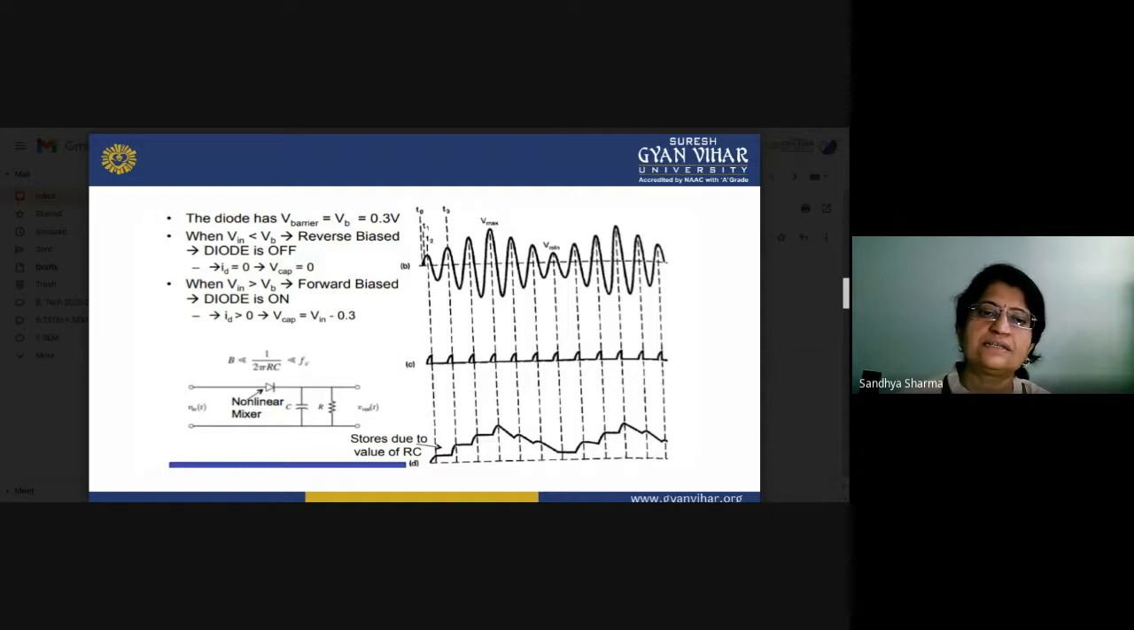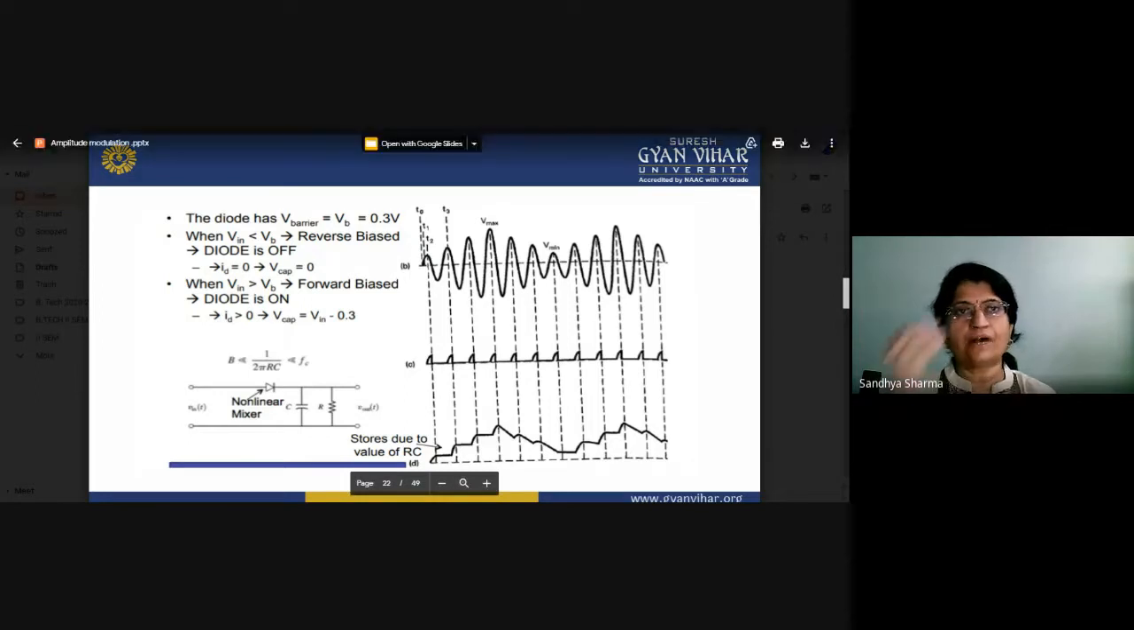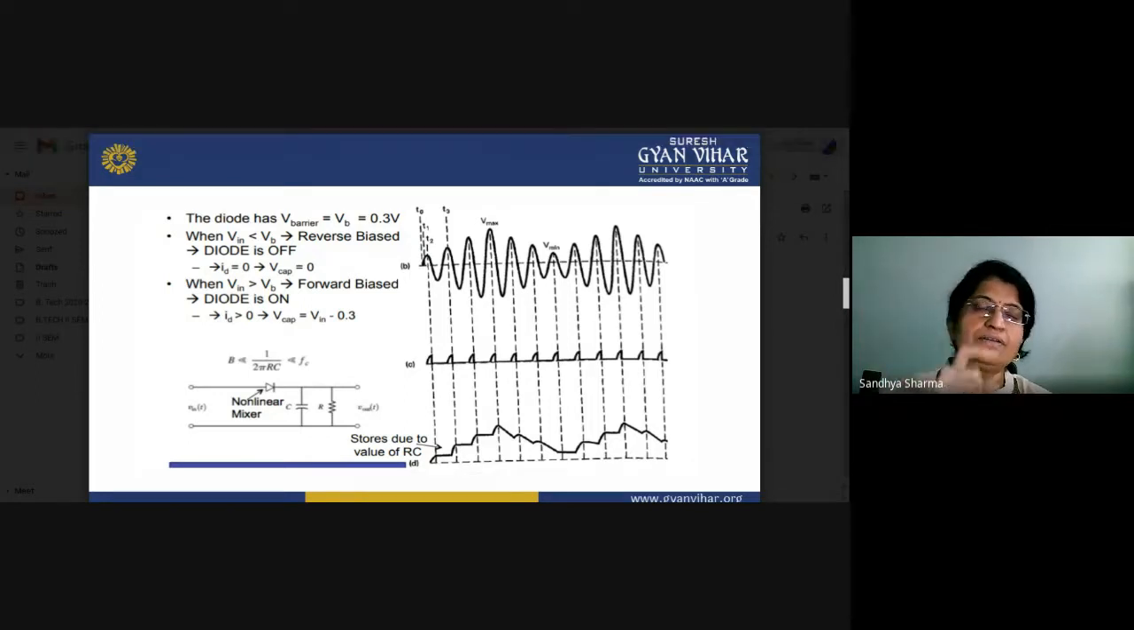So what is the value of your R and C components when we are designing an envelope detector? It will be greater than the bandwidth of the modulating signal and less than the frequency of your carrier signal. That is the frequency range in which our envelope detector works, and we have to choose the values of R and C such that they maintain these conditions for proper working.